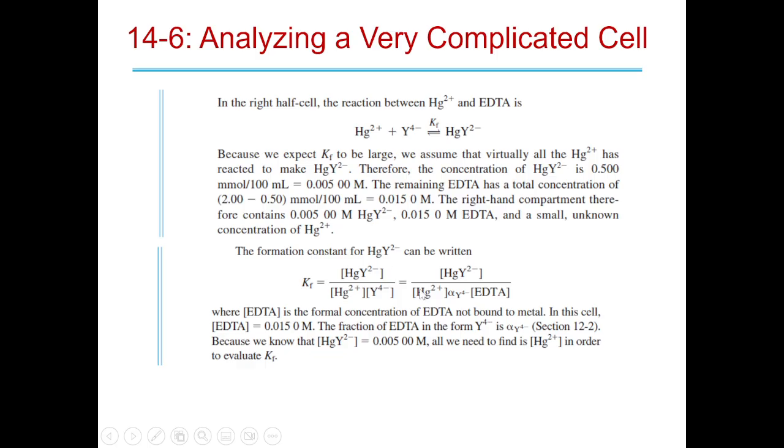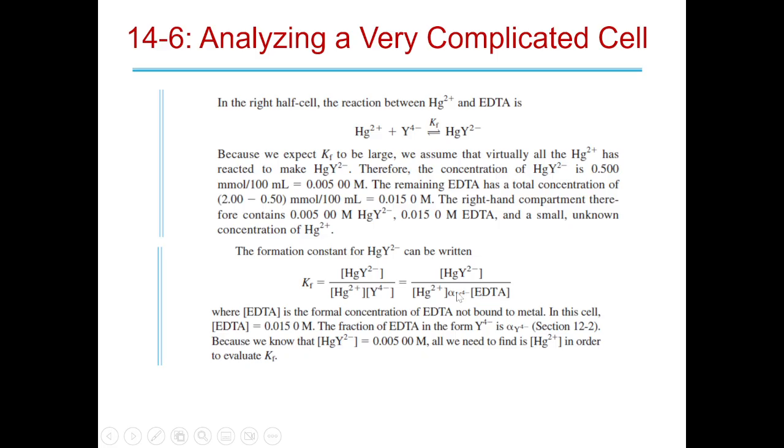The mercury, that's going to be a very small value that we're going to end up having to solve for, right? And then we have the mercury complex, which is what we figured out up here. Essentially all of the mercury is going to be in that form, and whatever's not is such a small amount we can ignore it in terms of minus or plus X, right? Okay, again, this EDTA right here, that's the formal concentration. Don't forget this one right here would not be that formal concentration. That's the fraction in the Y4 minus form.